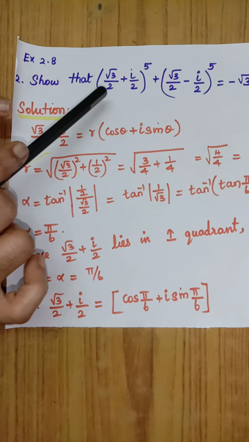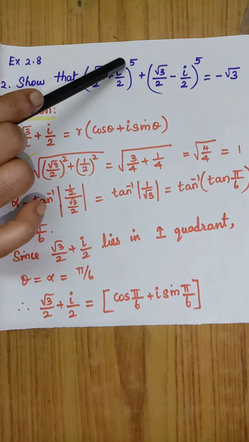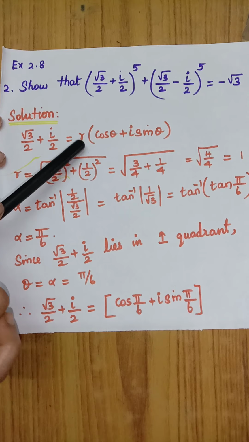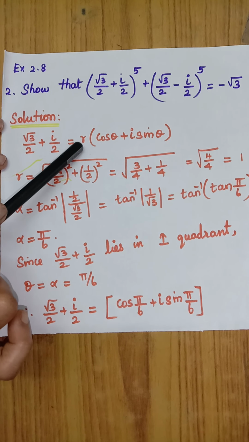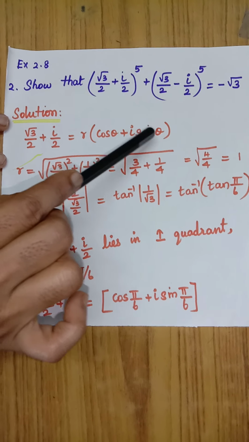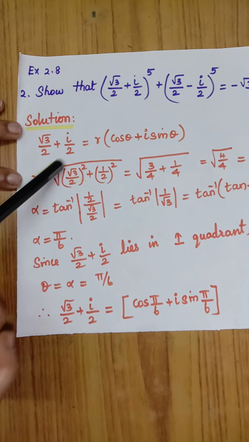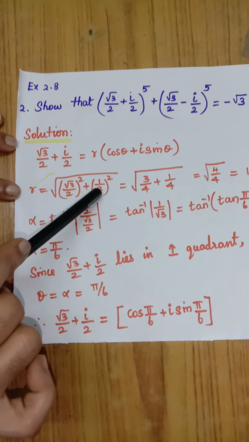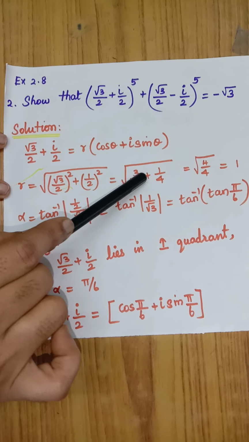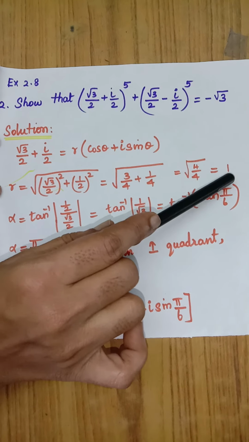Okay, so first I'll consider it is in the rectangular form. If you want to apply the power, it is better to change to polar form. So I am going for the polar form. How will it be? r into cos theta plus i sin theta. How to find r? Using the formula square root of real part squared plus imaginary part squared. So here it is 3 by 4 plus 1 by 4. While taking LCM, it is 4 by 4, that is equal to 1.